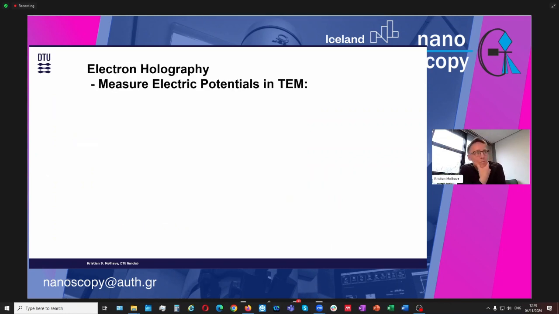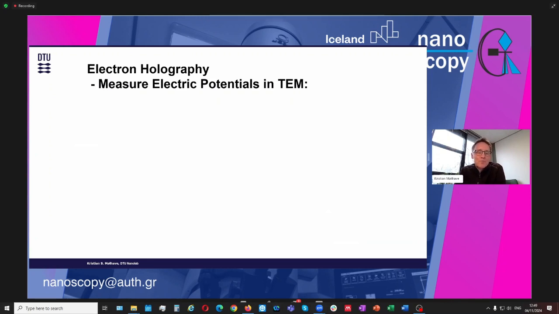Then there's something we pursue a lot in my group, but we're kind of the only persons doing that, and that's trying to combine the liquids with what's called electron holography. Now, electron holography is an interesting method because it allows you to measure electrical potentials inside your sample in a TEM, but it's a little complicated, and I'll tell you a little more about it now.